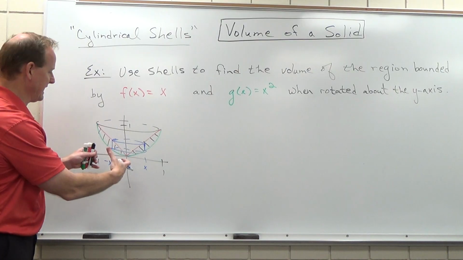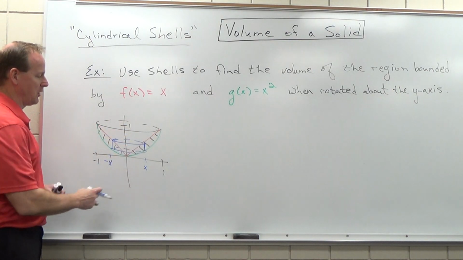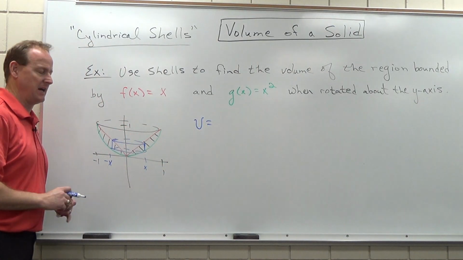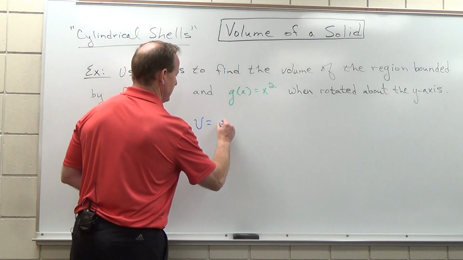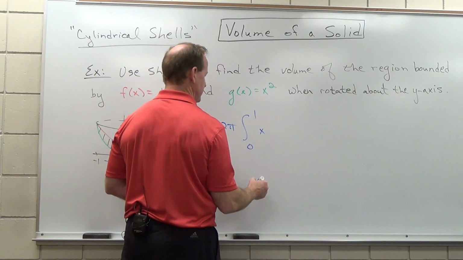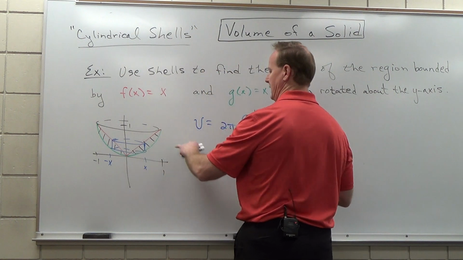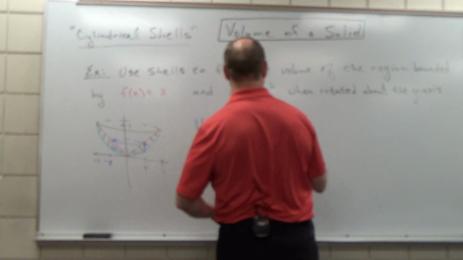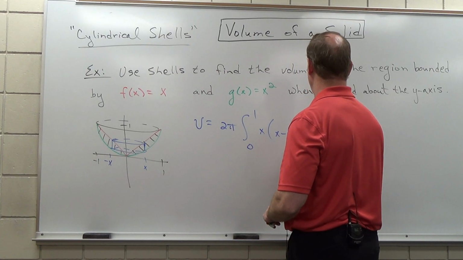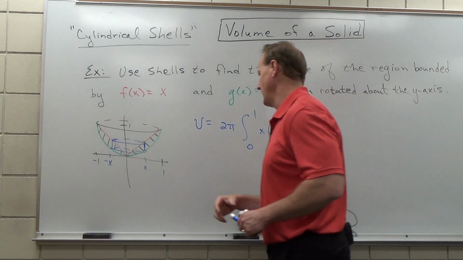So once again, if we take that cylinder and we drop it down in there and we want to add up all those cylinders as we go out, we're going to go from 0 to 1. But the volume, if we use the shell method in this case, is going to be 2 pi times the definite integral from 0 to 1 of x times the top one minus the bottom one. So in this case, this height here is going to be x minus x squared, and then with respect to x. So we can just calculate it this way.